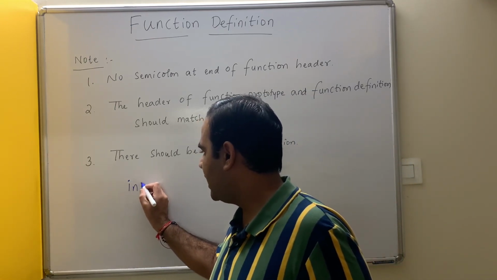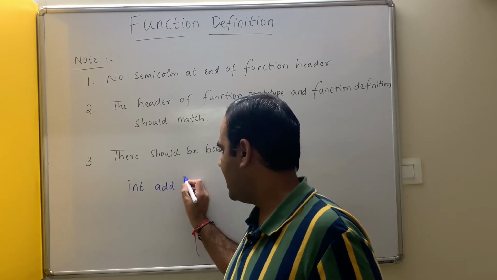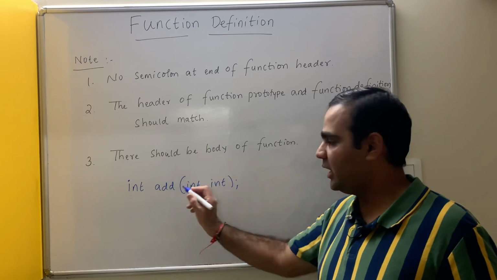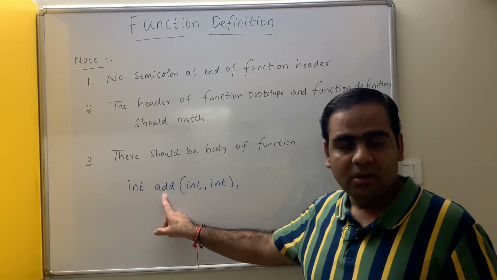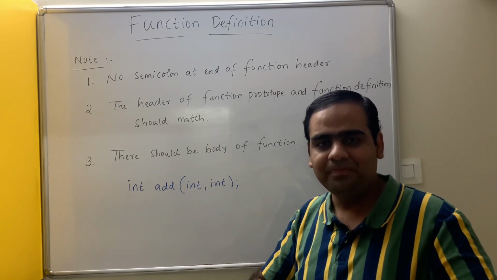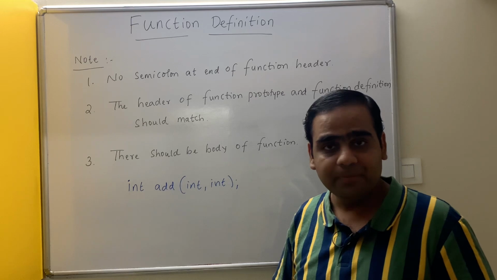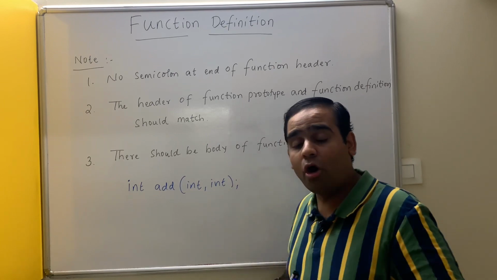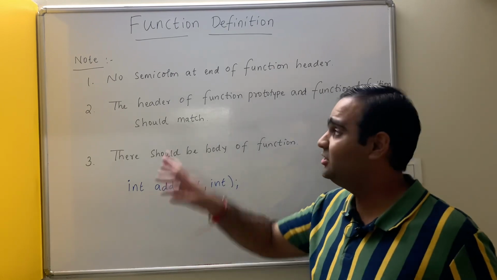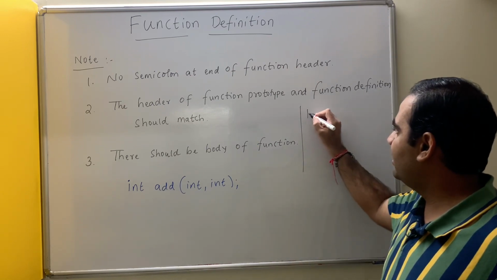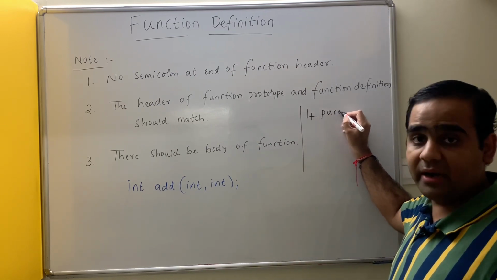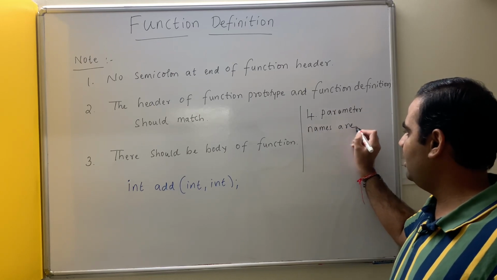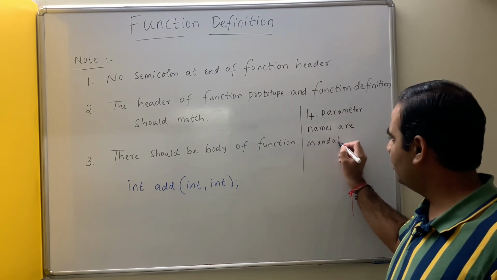If I write the prototype as int add(int, int), how do we read it? This is the prototype. Add is a function which takes any two integers as input and returns the answer in the form of an integer. In case of function prototype, writing the parameter names is optional, but in case of function definition, writing the parameter names is mandatory.